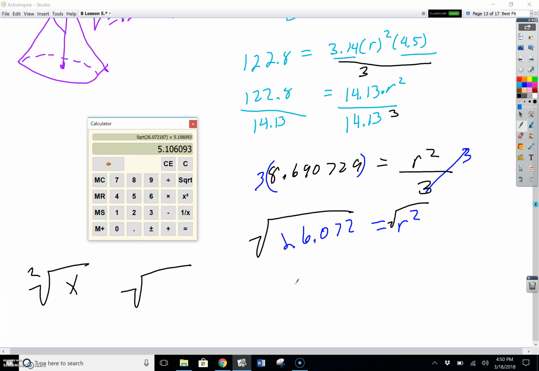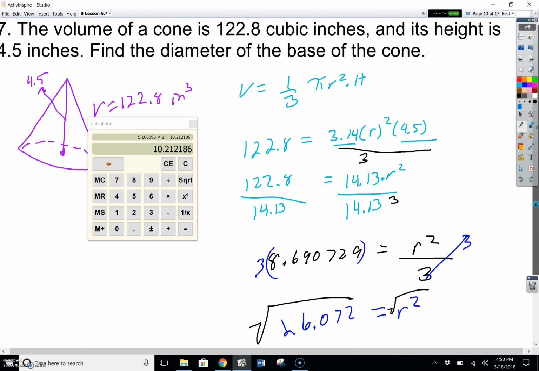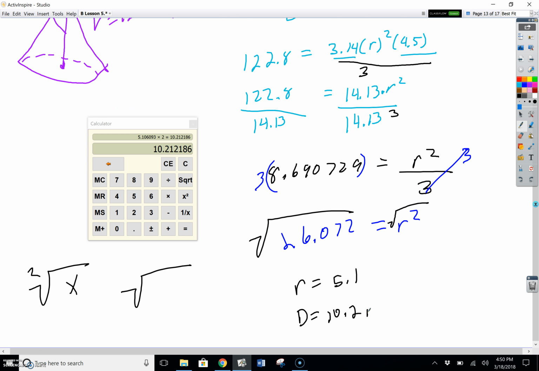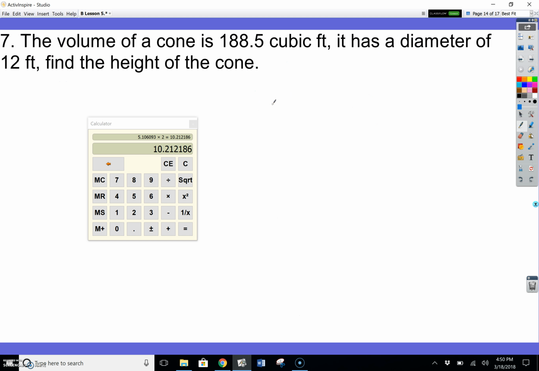Once I take the square root, I get an r of 5.1. Now it's asking, what is the diameter? To get the diameter, I just multiply this number by 2, and that gives me 10.2. Let me double check what my units are. Height, cubic inches. So it's 10.2 inches as my final answer. Okay?